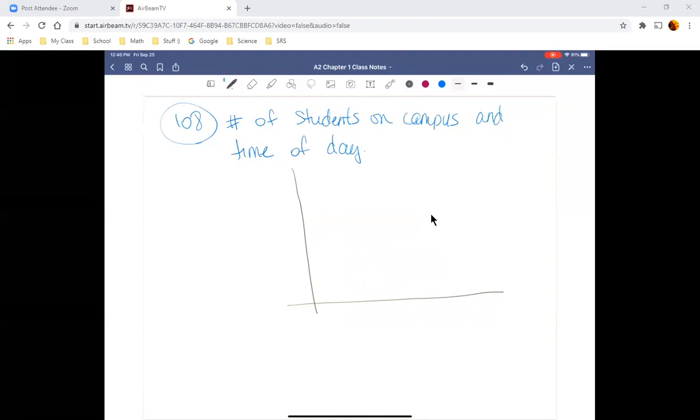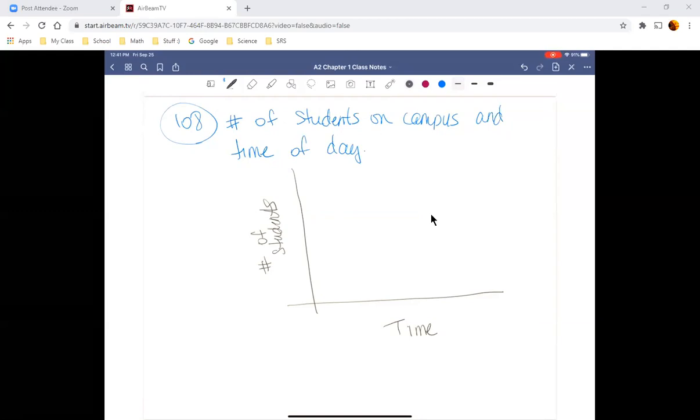So do you think time depends on students or students depend on time? Students depend on time. Yeah. So time is the independent variable, and students are the dependent variable. Put time on the bottom and number of students on the side. Right. We're not going around counting how many students are here and plotting the data. We just want a rough estimate of what this graph would look like, right?